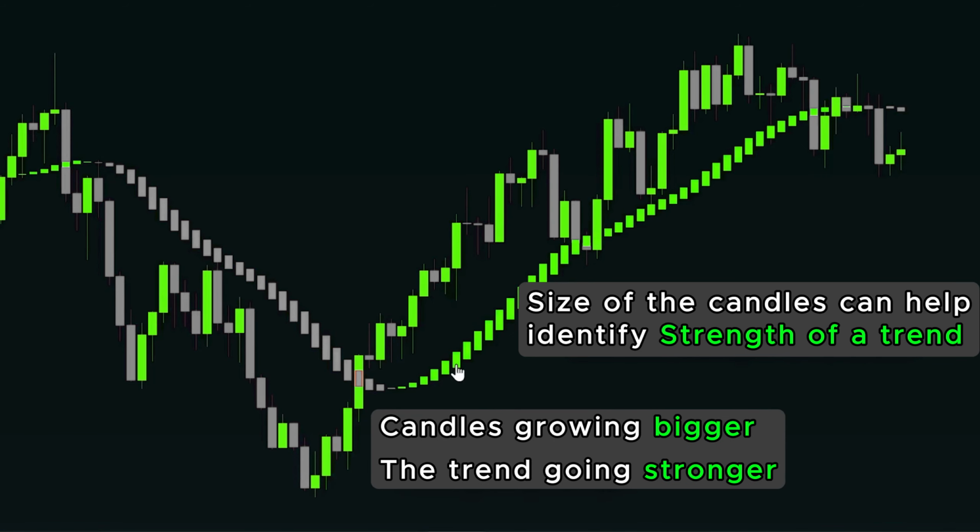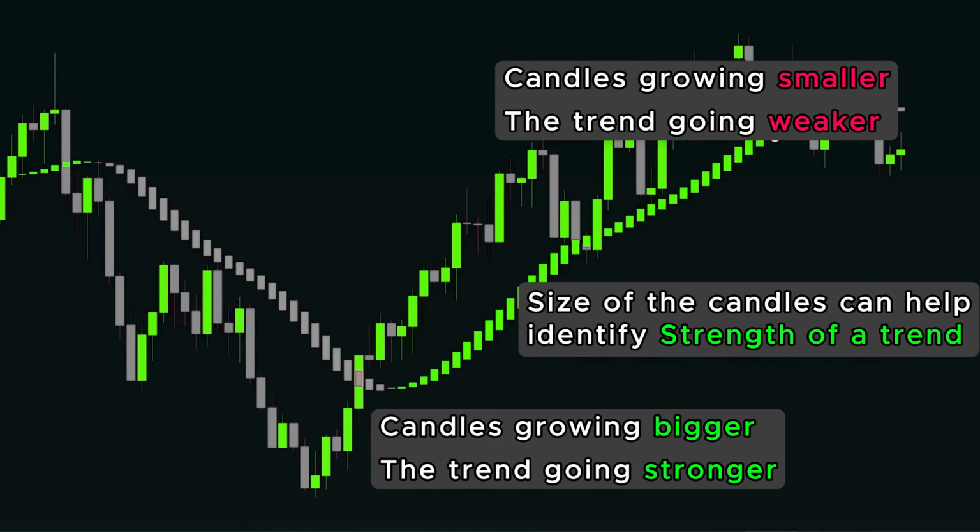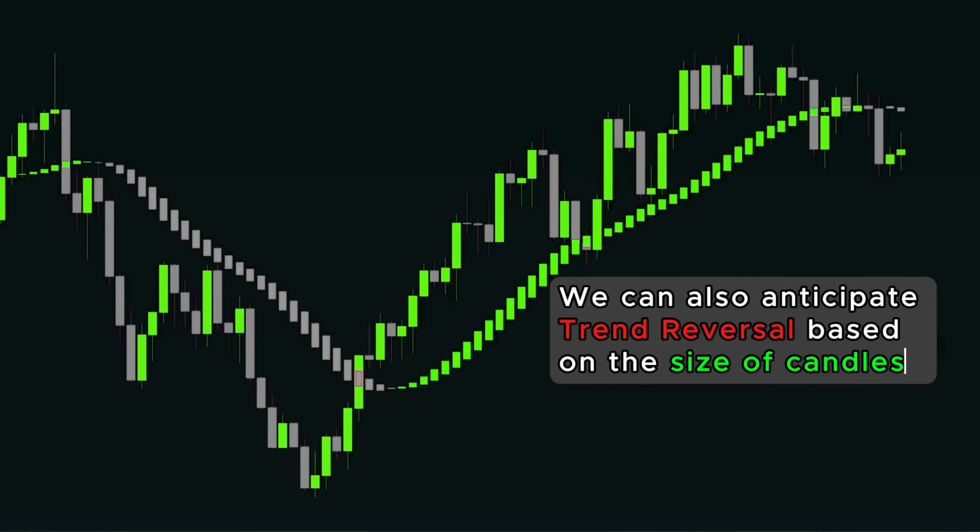If the candles are growing larger in size, it indicates that the trend is getting stronger, which means more momentum. Similarly, if the candles gradually become smaller, it indicates that the strength of the trend is getting weaker. Now, these candles could also help traders anticipate trend reversals.